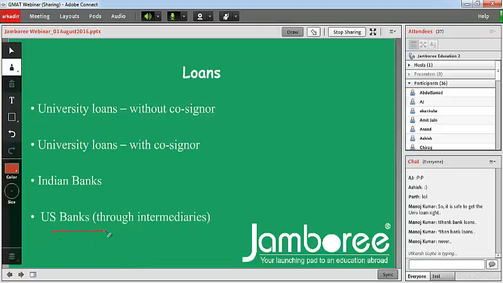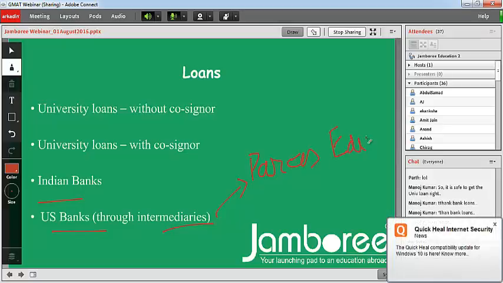Now this is a very interesting thing that a lot of MBA students in India are not aware of. There are intermediaries or middlemen, you can call, in India itself. They can arrange university loans through US banks. So these are not through universities but through intermediaries. One such foundation is called Paras Education Loan Foundation, based in Mumbai. If you are in Mumbai, you can actually go and visit their office.